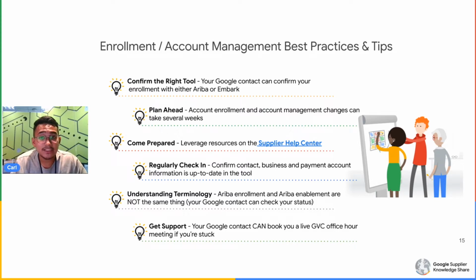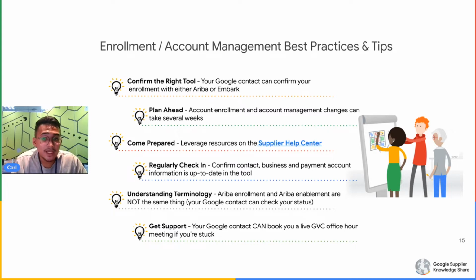Then regularly check in. This is only applicable to account management, which means you are already enrolled in our system. If you have any updates in your account, like business name, addresses, contacts, and even banking information, please let us know and send us an email at p2phelp@google.com, or update the information on your end using the Ariba proposal and questionnaires to avoid any payment rejections or disruptions.